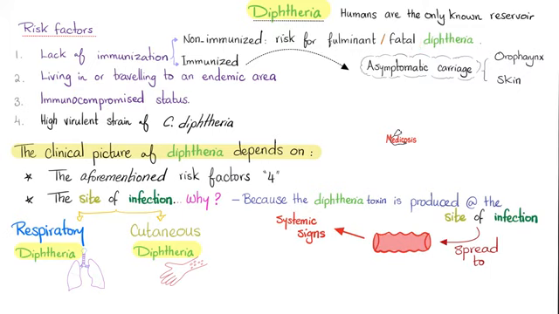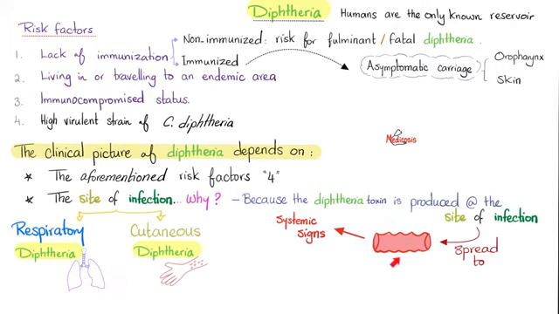Oh, by the way, humans are the only known reservoir for diphtheria. The clinical picture, i.e. signs and symptoms of diphtheria, depends on these 4 risk factors and the site of infection. Why? Because the diphtheria toxin is produced at the site of infection, causing respiratory symptoms or cutaneous symptoms, depending on the site of entry. This toxin can spread to the bloodstream, causing systemic signs and symptoms.